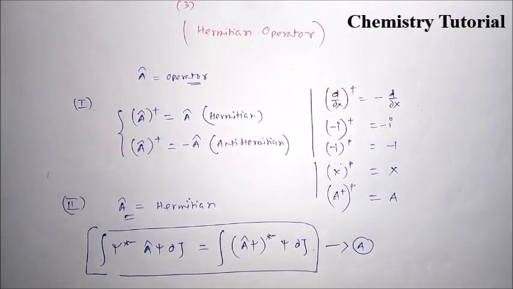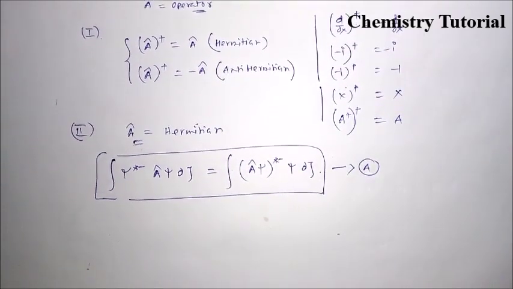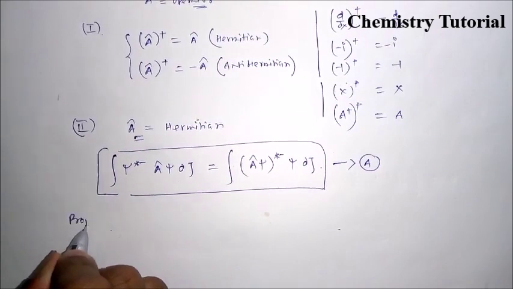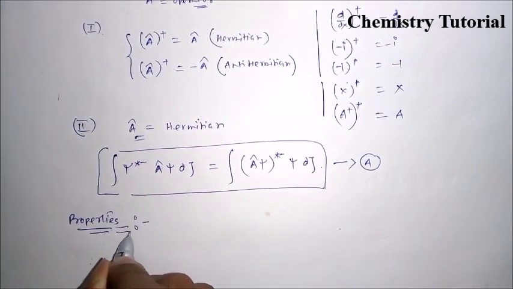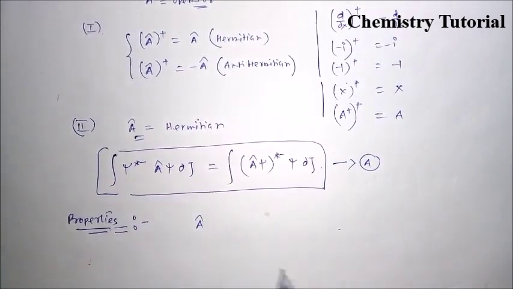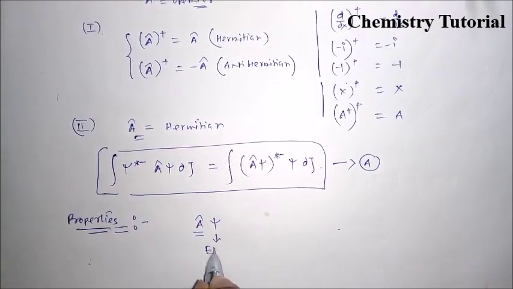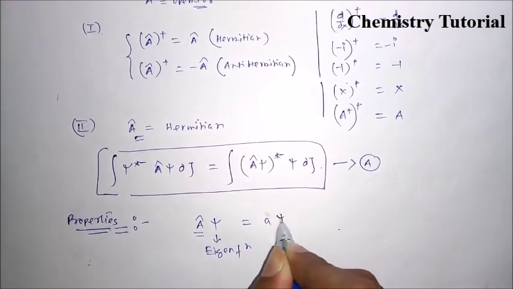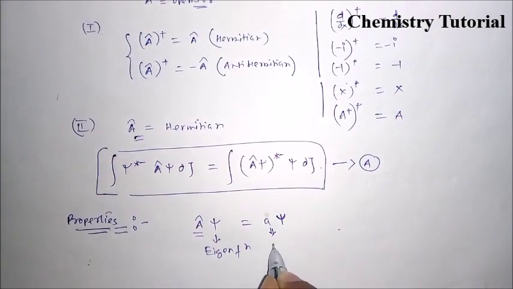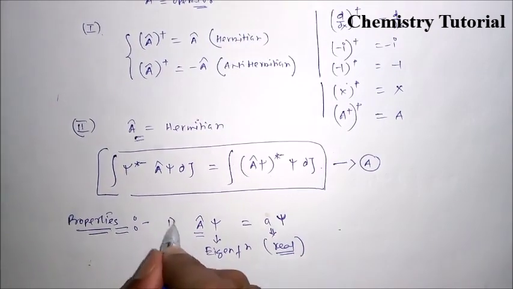Regarding Hermitian operators, there are some properties. The first property of a Hermitian operator: if we have a Hermitian operator A cap and it operates on an eigenfunction psi, then it will give us an eigenvalue which is real. This is always a real value. This is property number one.